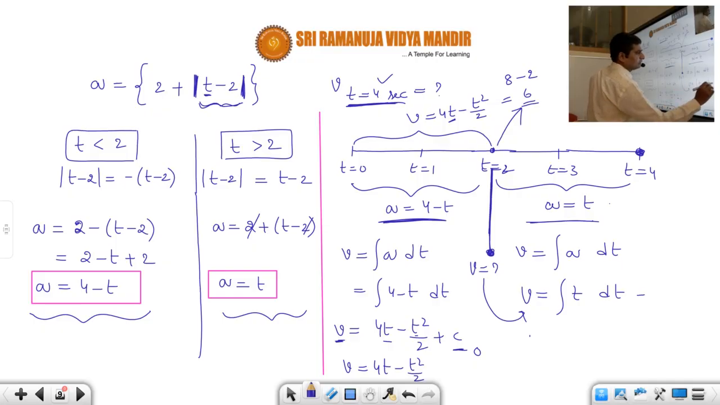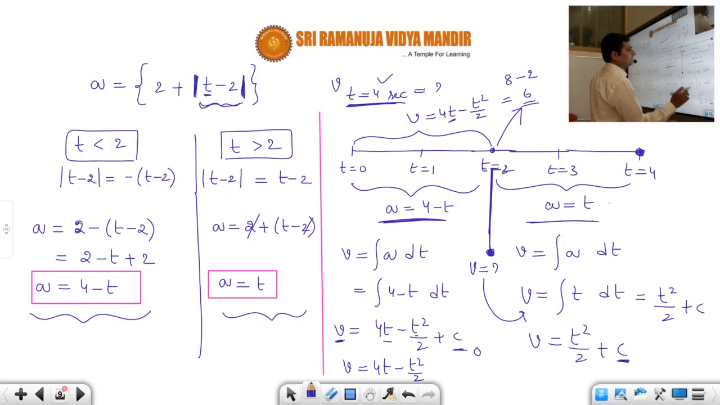So that means how much here? So v is equal to integral of t dt, that is nothing but t square by 2 plus c. Okay. So v is equal to t square by 2 plus c. Now to get this value of c, substitute the initial conditions. Now what is the value of v at t equal to 2? Just now we got 6. So 6 is equal to, here t equal to 2, we should substitute 2 square by 2 plus c. So this implies c is equal to 6 minus 2, 4.